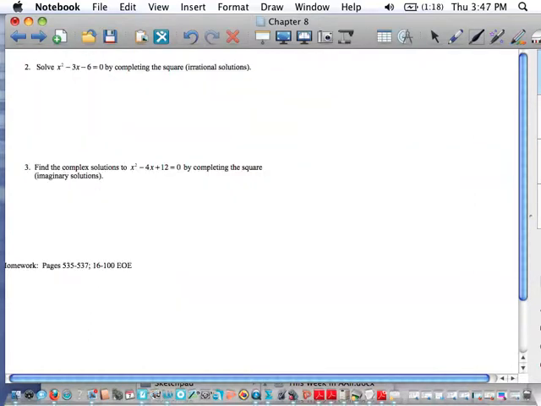Number 2, we're going to get irrational solutions. So let's take a look at completing the square for number 2. We have x squared minus 3x. Again, I'm going to add that constant to both sides. Take the term b, divide it by 2, so 3/2 squared. On the right-hand side, I'm going to add 9/4. On the left-hand side, I'm going to write that perfect square trinomial as a binomial squared.